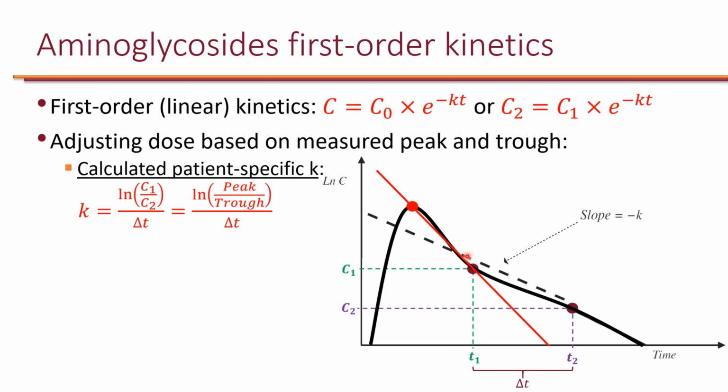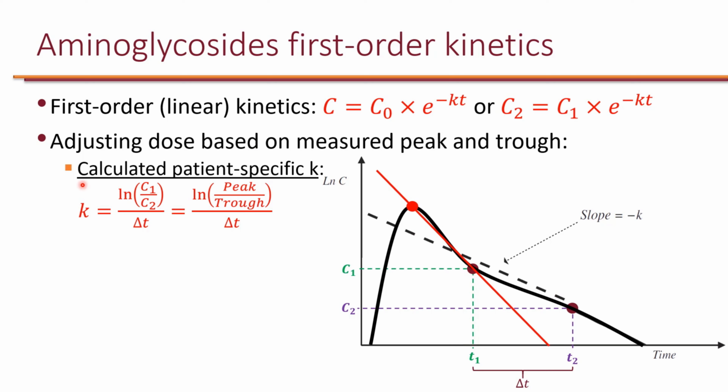Similarly, if you measure the peak and use it with C1, you're going to get a very steep slope, which would give you a false notion that the body is clearing aminoglycoside very quickly, which is not true. So it's very important to get your levels at least 30 minutes after the end of infusion to make sure that it's outside of the distribution phase.